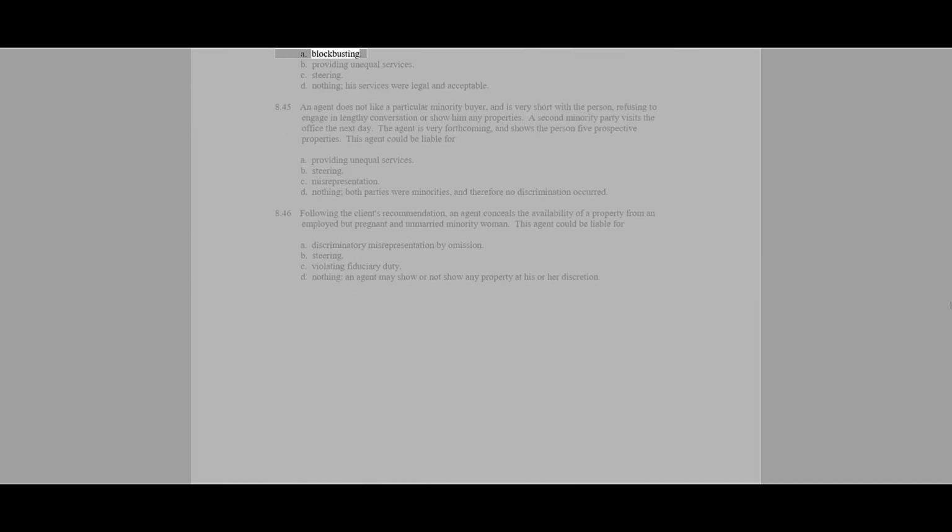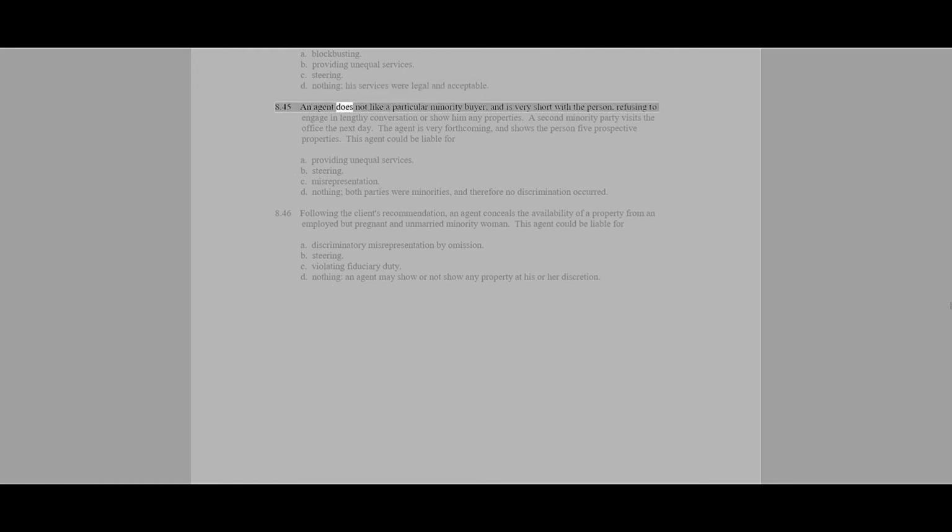8.44 The Wallaces, a minority family, would like to buy a home in a certain price range. Agent Ambrose shows the family all available properties in a neighborhood of families with similar backgrounds. Ambrose does not mention a number of homes in the family's price range in other neighborhoods. This agent could be liable for A. Blockbusting. B. Providing unequal services. C. Steering. D. Nothing. His services were legal and acceptable.